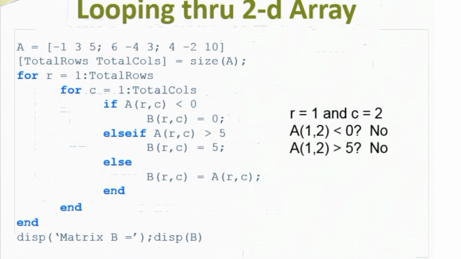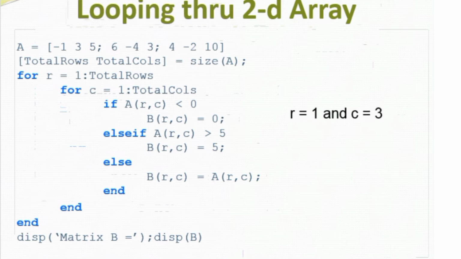Is A1,2 greater than 5? Nope, 3 is not greater than 5. So I go to the else. And the else says, all right, then set B1,2 exactly equal to what A1,2 is. So B1,2 becomes 3, a match to the A entry.